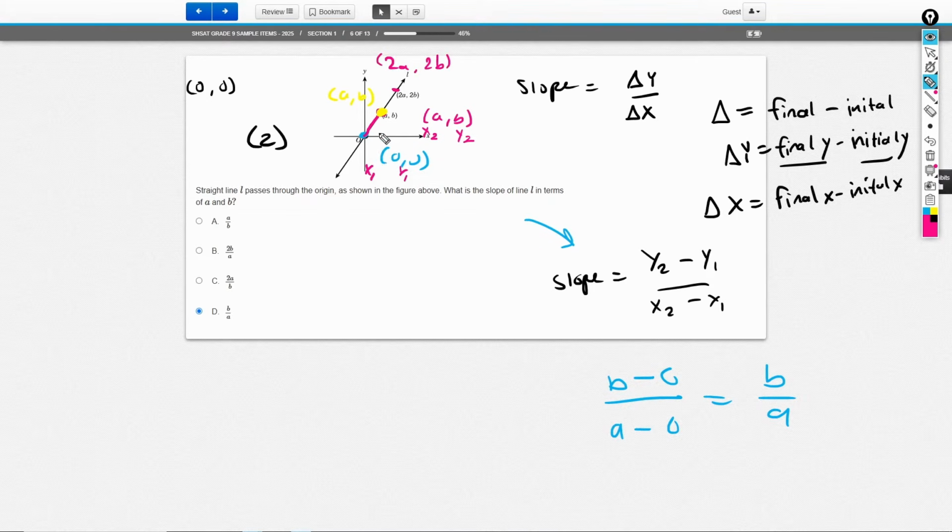I just think that choosing the origin would be faster because subtracting 0 from anything requires no math. Whereas subtracting 2a minus a, you kind of have to think about it and know that it's just a, and then subtracting 2b minus b, which is b. Okay, remember that slope is y over x. So you're subtracting the y first and then putting that over the x. Don't flip it around. And that's all. Just pay attention to how you label your points.